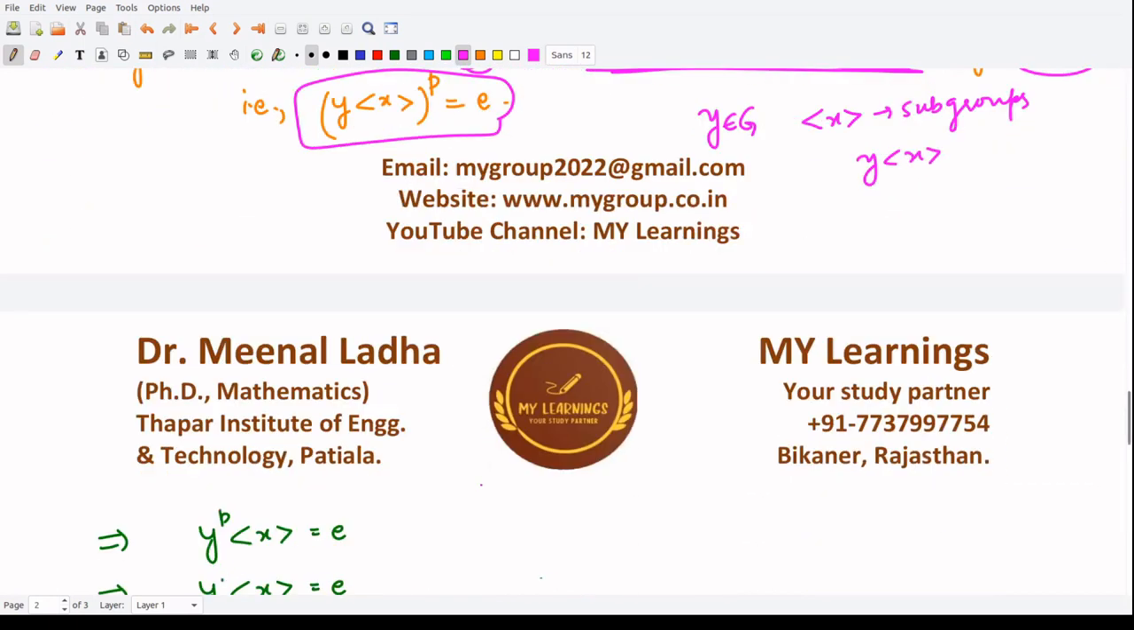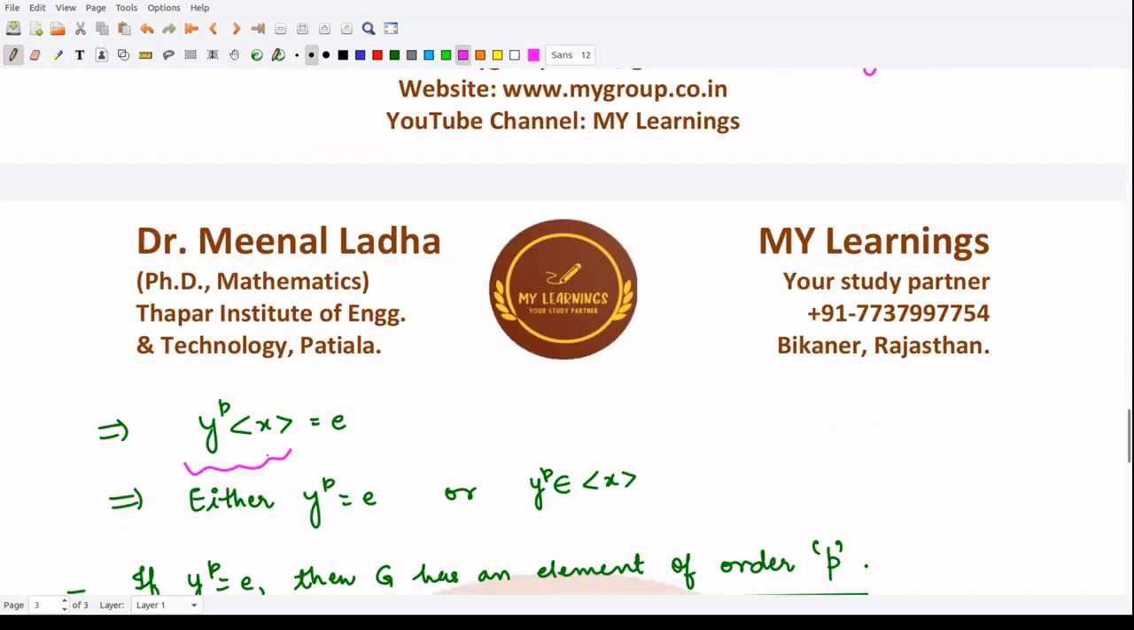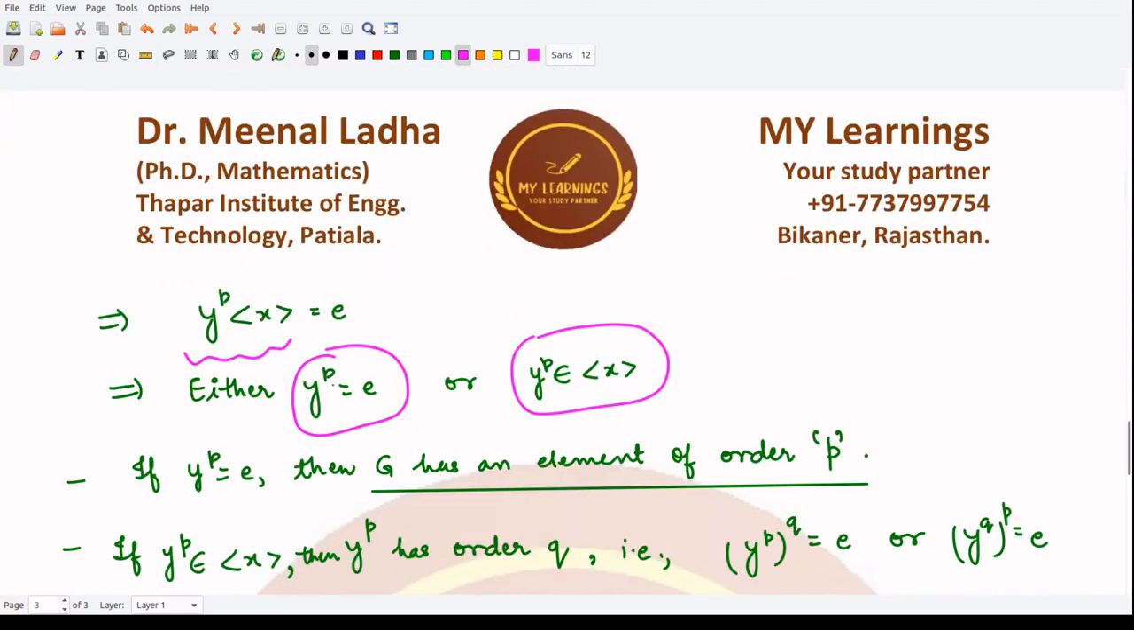So what does it mean? It means that you can further simplify the result using the properties of cosets. You can write it like this, correct? Now what does it imply? It implies either y raised to power P is the identity, or y raised to power P belongs to the subgroup generated by x. In the first case, if y raised to power P is E, that means the order of y is P. So that means G has an element y of order P, correct?